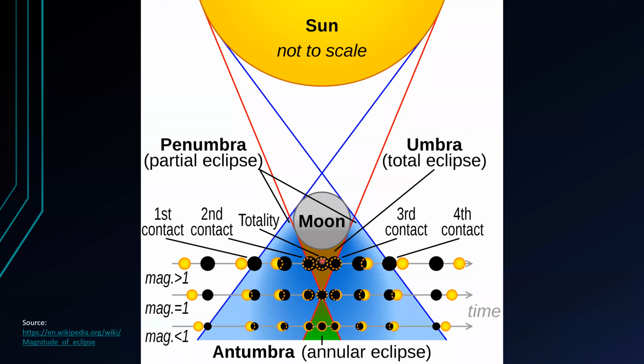Then we have greatest totality here in the center. Then third contact is where the opposite side of the sun is reaching the opposite side of the moon. So it's starting to move off. And then at the end of that, we have fourth contact, where the sun and the moon are no longer eclipsing each other in any way, and that's the end.